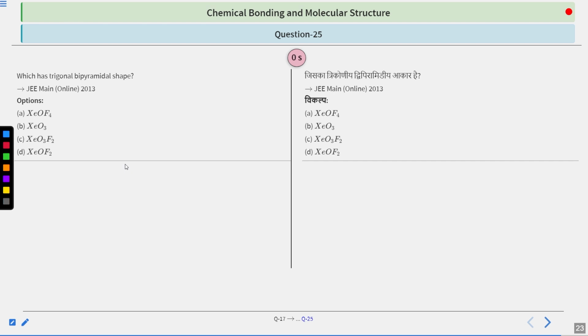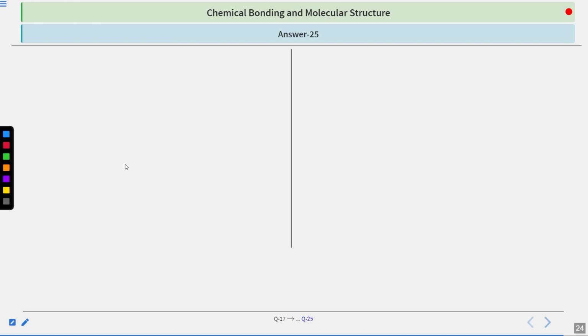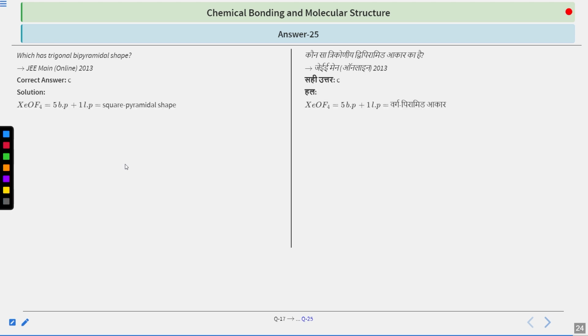Okay, let us see how we can solve it. What we have to see is which one of all these has a TBP or trigonal bipyramidal shape. The correct answer is C. How? Because XeO4 has a total of 8 electrons. Now 2 will be along with oxygen and 4 will be along with your fluorine. So 4 to 6, so 6 electrons are involved. Therefore 5 bond pairs and 1 lone pair. We are not considering 6 bond pairs because pi bonds are not counted.